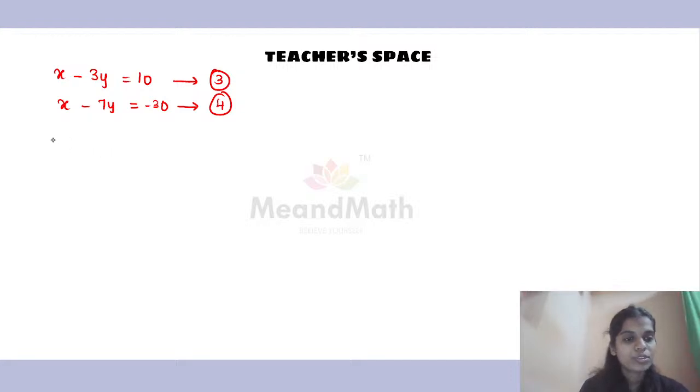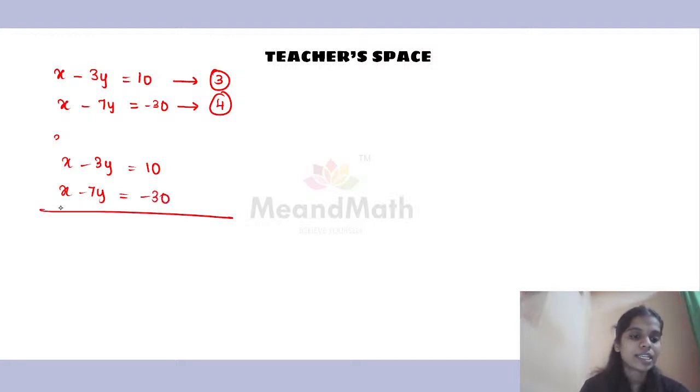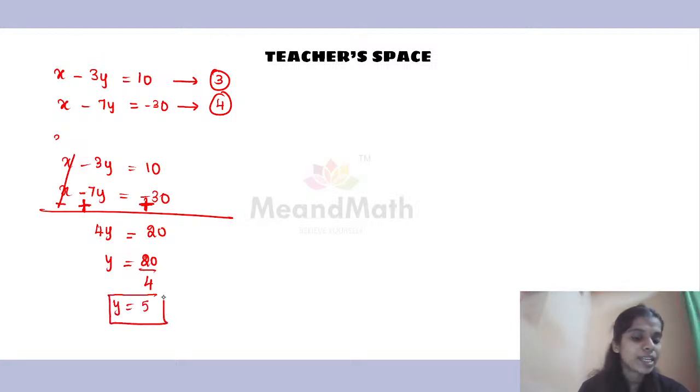Okay. So, we can directly subtract, right? x minus 3y equal to 10, x minus 7y equal to minus 30. Directly eliminating x by changing the sign, x and x get cancelled. 7 minus 3 is 4y. Greater number is plus 7 because we changed the sign of 7. So 4y equal to plus 20. y equal to 20 by 4. y equal to 5. Right, Janvi? Do you get the same answer?